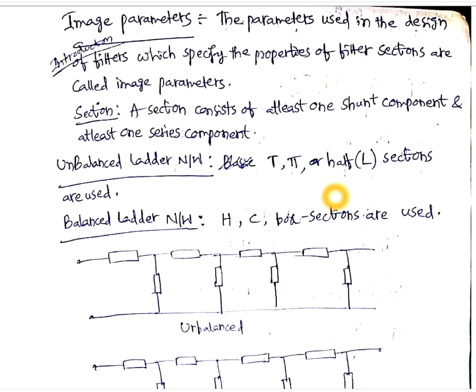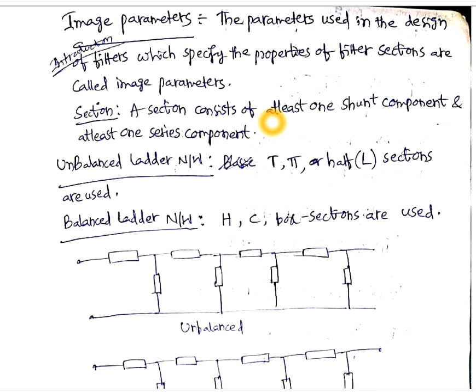Okay, in this lecture we will discuss the image parameters. Image parameters are generally used in the design of filters, which specify the properties of filter sections. There will be different parameters in this, and we will see what they are one by one. First of all, before that, we will see what a section means.